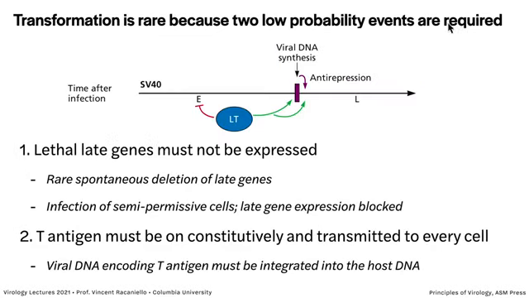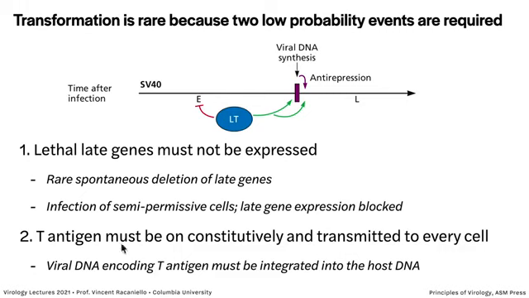Transformation is rare because two low probability events are required. First, you can't express the lethal late genes, here on the right, encoding the capsid proteins. That happens by deletion. Sometimes the virus goes in, the late genes get deleted, and that puts that cell on the way to being transformed. Or if you infect semi-permissive cells, you never get to late gene expression. So either one. And I've told you about semi-permissive cells: when you put the virus in the wrong host, it's semi-permissive and the late genes are not expressed.